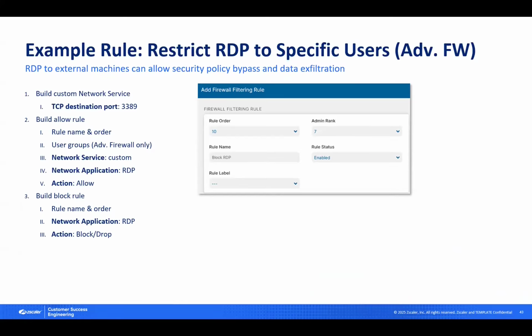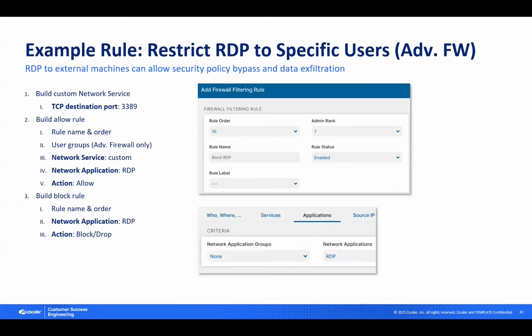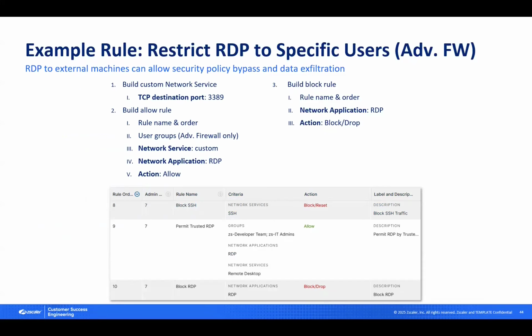Next, we'll build our block rule. Again, give it a name, place it below the rule that we've just created to allow RDP traffic. Select the RDP network application and an action of block. Here you can see what the example rules we've just created look like inside our policy list.